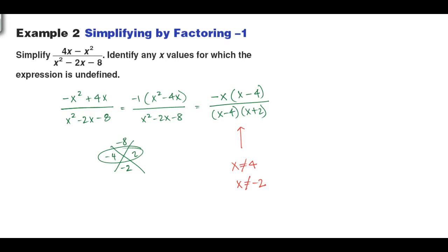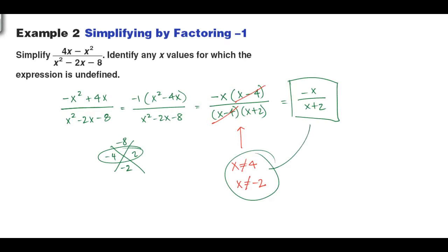And we can still continue this because you may have noticed that something canceled. Awesome. And lo and behold, we are left with -x over x plus 2 as our final simplified value. And x cannot be 4 and x cannot be -2 because it would cause zeros in denominators. And there you have it. Why don't you try one, and I'll see you on the other side.